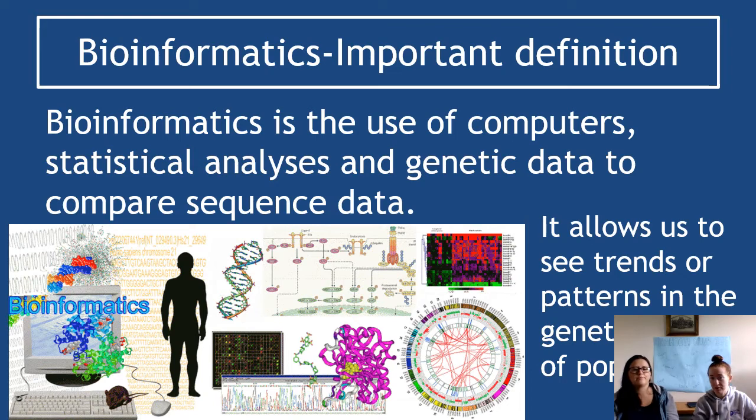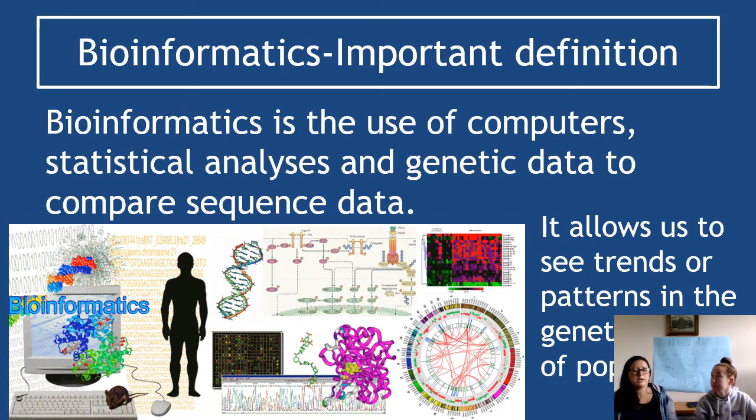Okay, so first of your really important definitions in this key area is bioinformatics. Bioinformatics is simply the use of computers and statistical analysis of genetic data to compare sequence data. So it's not the nicest definition, if I'm being honest. There's a lot of words to it, but we're about to discuss slightly more exactly what this means. But it's the idea of really using computers to see patterns and trends in genetic data from people of various populations or the whole world.